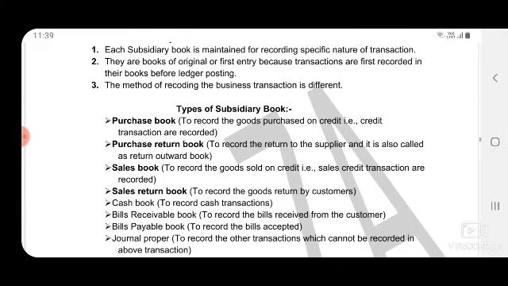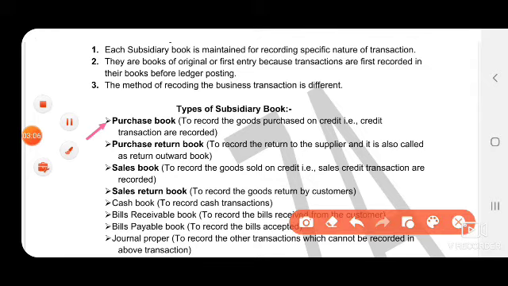Now, types of subsidiary books. Purchase book, to record the goods purchased on credit. Purchase return, to record the returns to the suppliers. So if your business is returning the goods due to defects or damage in the product or wrong supply of goods. Next is the sales book. In the sales book also we record only sales transactions. Sales return, so returns from the customers.